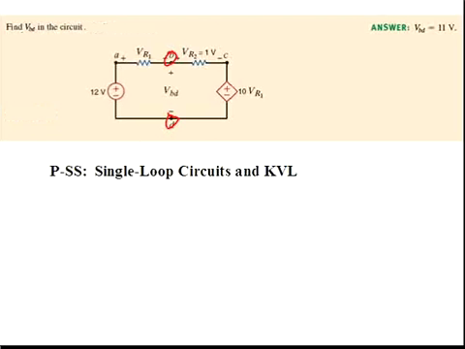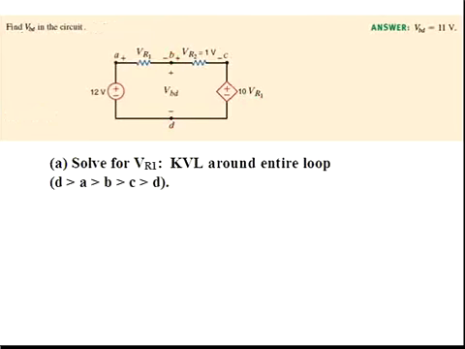The circuit's somewhat interesting because there's a dependent source whose amplitude is 10 times the voltage VR1 appearing across one of the series resistors in the circuit. So proceeding with the analysis, we'll try to solve first for the voltage VR1, and we'll do this by writing a KVL equation around the entire loop.